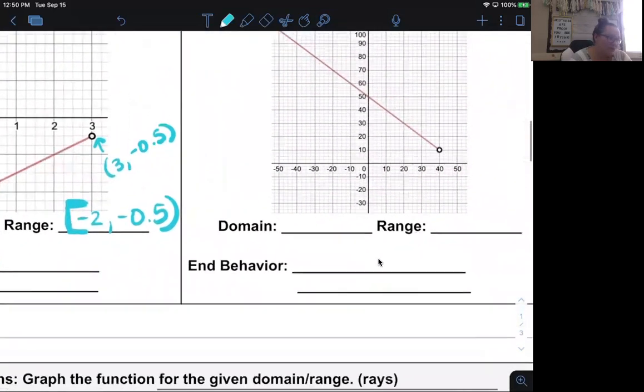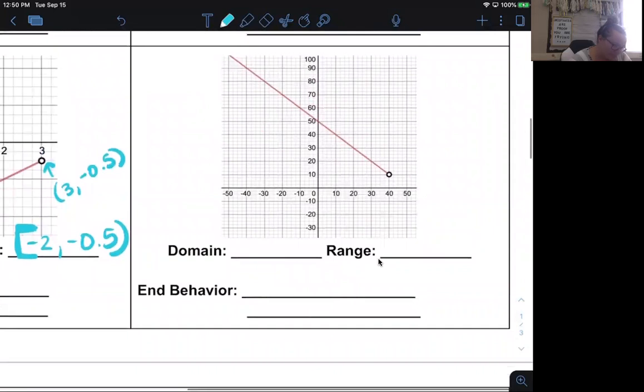And let's try one more example on your own. As you can see, we have a graph that starts at this endpoint. We have our lovely ray here, and it starts at the point (40, 10). There's an open circle at that point, and then it extends forever to the upper left-hand quadrant. So go ahead and tell me about the domain, the range, and the end behavior of this ray.